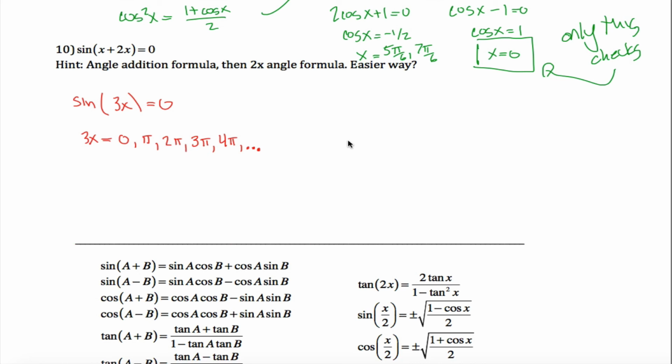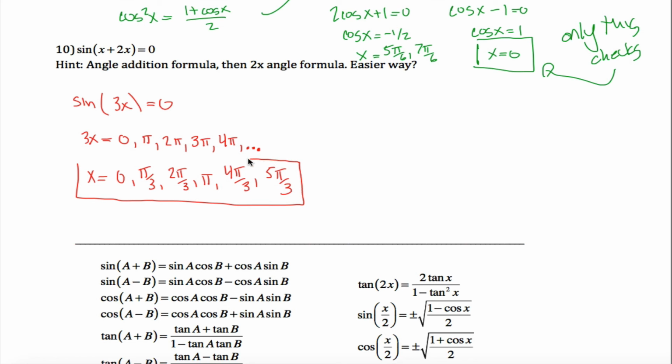But wait, I thought you said the answer should be between 0 and 2 pi. True, the answers for x should be between 0 and 2 pi. So I need as many of these. I'm going to divide them by 3 in the next step. So I need to include more than just 0 and pi. Because when I divide them by 3, I'll get pi over 3, and 2 pi over 3, and 3 pi over 3, 4 pi over 3, and 5 pi over 3. And now I can stop because the next one will be 6 pi over 3, which is 2 pi, which is not between 0 and 2 pi. So these are the only solutions.